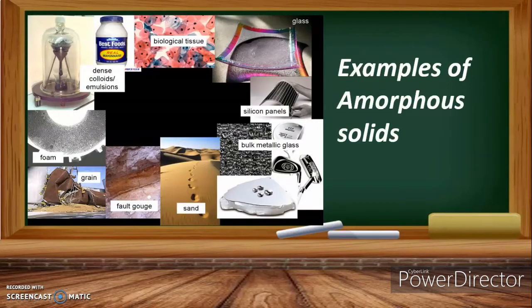So these are examples of amorphous solids. All dense colloids or emulsions are amorphous solids. So we have mayonnaise as an example of colloids. Your favorite Maja Blanca or your favorite native cakes are examples of colloids. We have biological tissues, glass, silicon panels, bulk metallic glass, sun, fault gauge, grain, and styrofoam or foam.